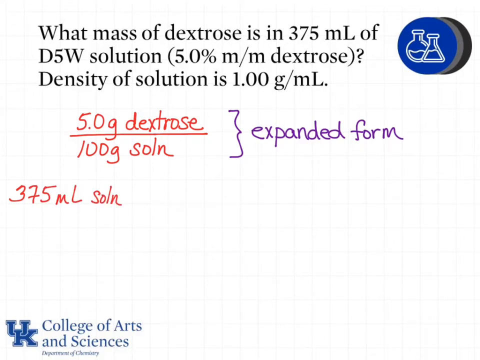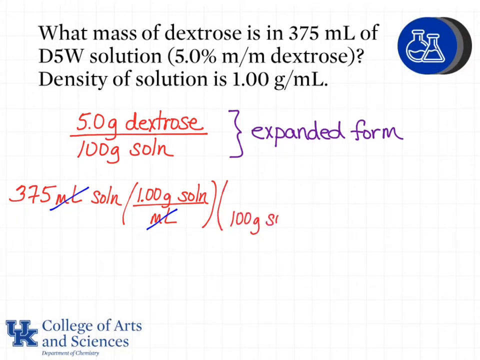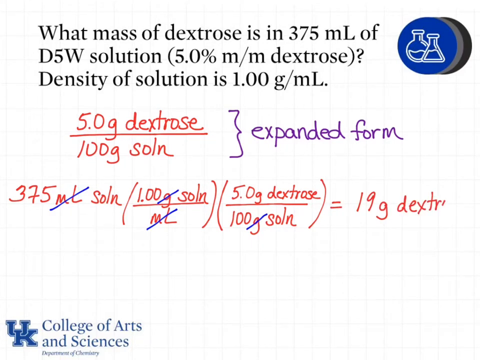So we're going to start our setup with that. We know that milliliters needs to go on the bottom, and we're given the density to convert to mass, so milliliters will cancel. Grams of solution is on top, which means grams of solution needs to be on the bottom of the next step. So we have 100 grams of solution in 5 grams of dextrose. Grams of solution will cancel, and we're left with 19 grams of dextrose. Once we rewrite the concentration in the expanded form, it's much easier to set up our problem just like we have any other dimensional analysis problem.